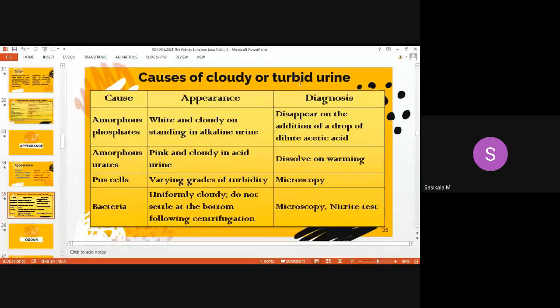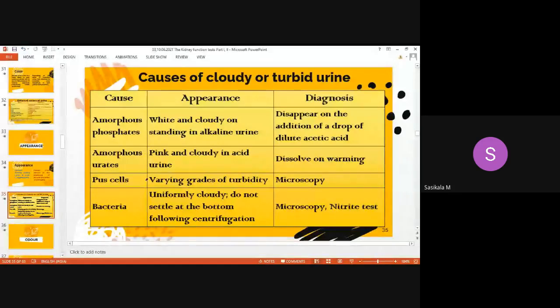What are the causes of cloudy or turbid urine? If amorphous phosphates are present in the urine, it will appear white and cloudy on standing in alkaline urine. The diagnosis is confirmed when it disappears on the addition of a drop of dilute acetic acid. This indicates amorphous phosphates are present in the urine. If amorphous urates are present, you find pink and cloudy urine in acid urine.